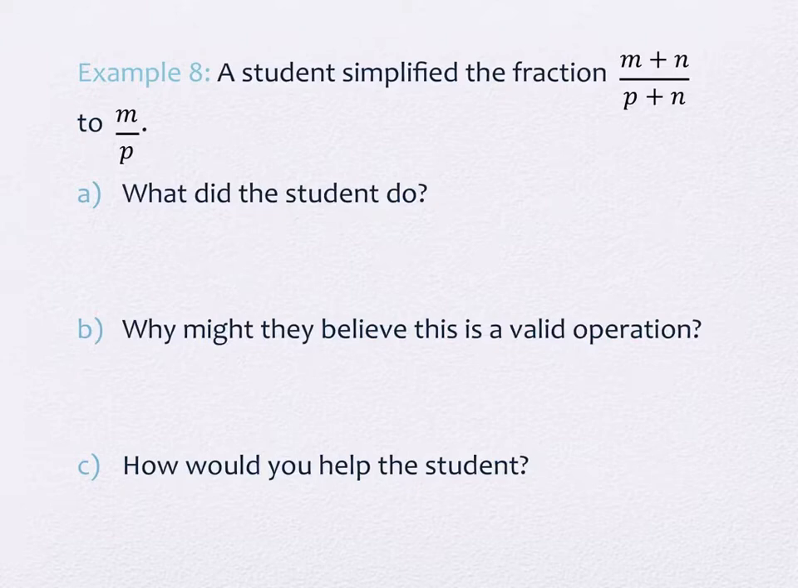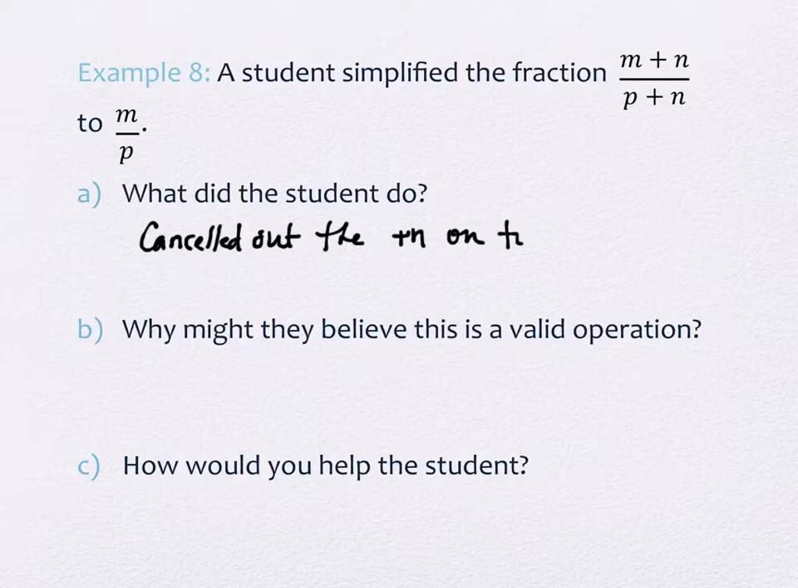So we'll start with the student. What did they do? What did the student do on this problem? Crossed out the ands because they thought they could simplify them. Okay, so they canceled out the plus n on top and bottom. They did this, right? They did. Okay, everybody good with identifying what they did?